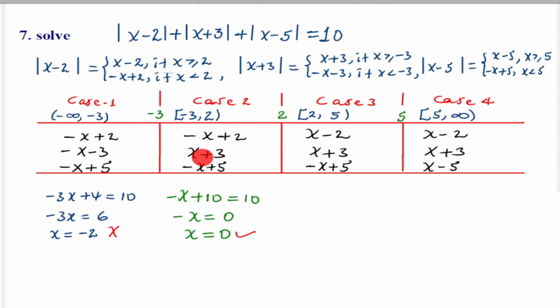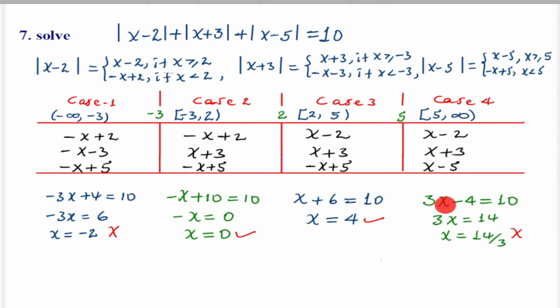For case 2, add vertically. You get minus x plus 10 is equal to 10. Then divide by negative 1 both sides, you will get x is equal to 0. Since 0 is a member of this interval, 0 is a solution. Case 3, when we add vertically, we get x plus 6 is equal to 10. When we bring 6 to the right, 10 minus 6 is equal to 4. So the value of x is equal to 4. Since 4 is a member of this interval, 4 is a solution.